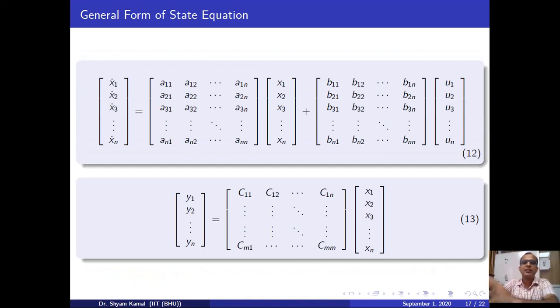Now this is the expanded form, and I hope that you are all already aware. Here I am assuming that the output is not affected by the input, so due to that reason that term is not present here. So in this way we are representing a multi-input multi-output system.